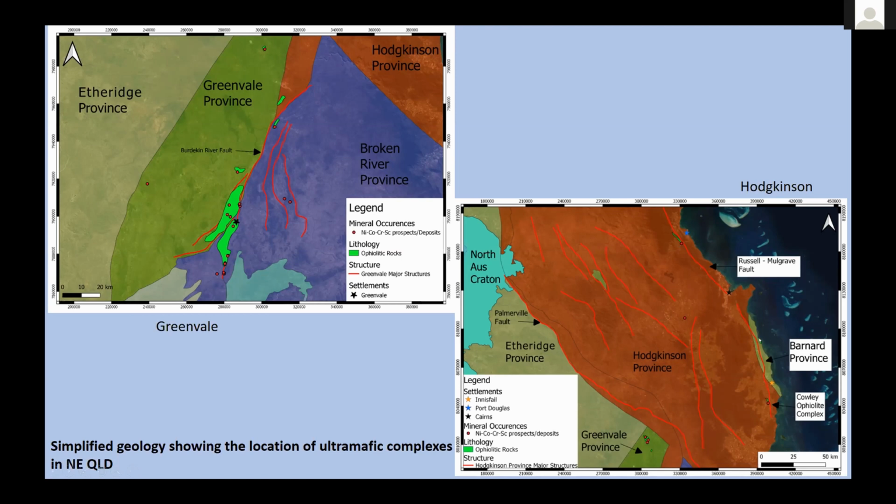Localized outcropping of ultramafic rocks occur within the Barnard metamorphics just along the coast. And again, very little is known about the extent and the metallogeny of these rocks.